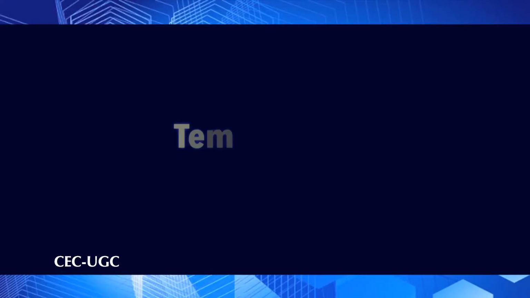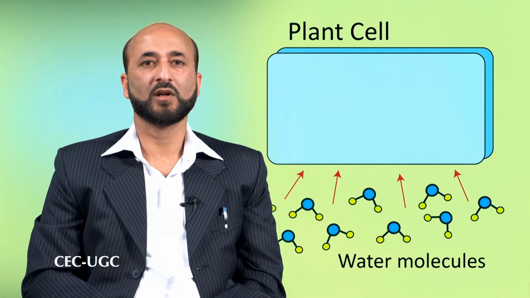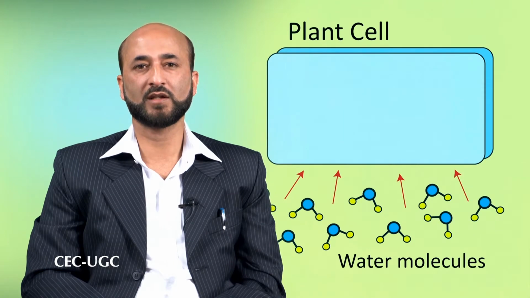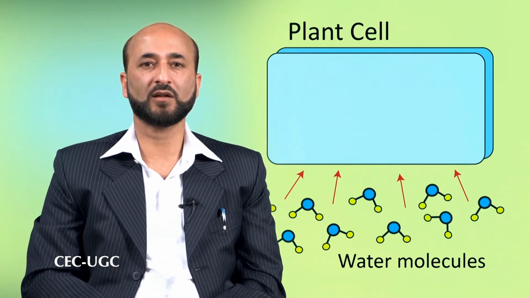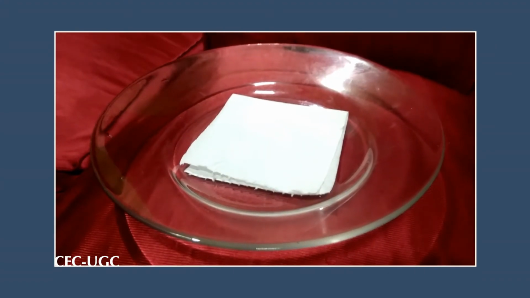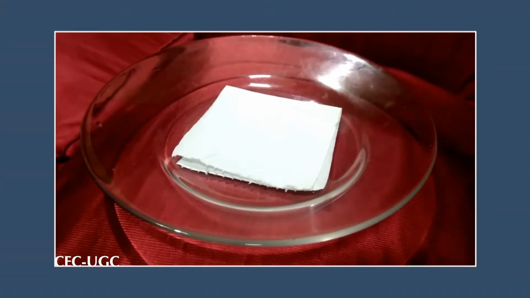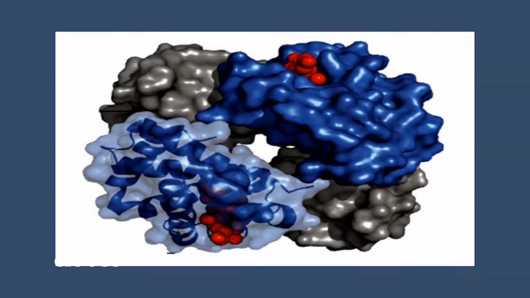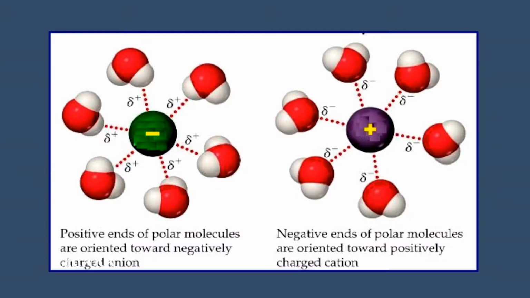The next factor is temperature. Chemical potential or water potential also increases with increase in temperature because of the thermal agitation of molecules. But the effect of temperature is usually ignored because the temperature is assumed to be constant in a system. One more factor is matrix. A material with surfaces that bind water is called a matrix. Many charged molecules or surfaces, for example, clay particles, proteins, cell wall polysaccharides, form electrostatic interactions with polar water molecules and therefore bind water.